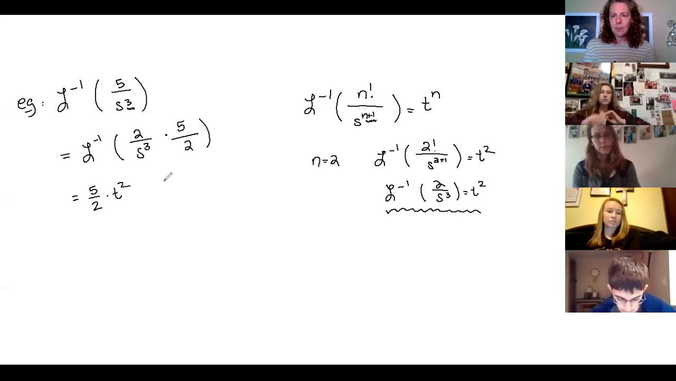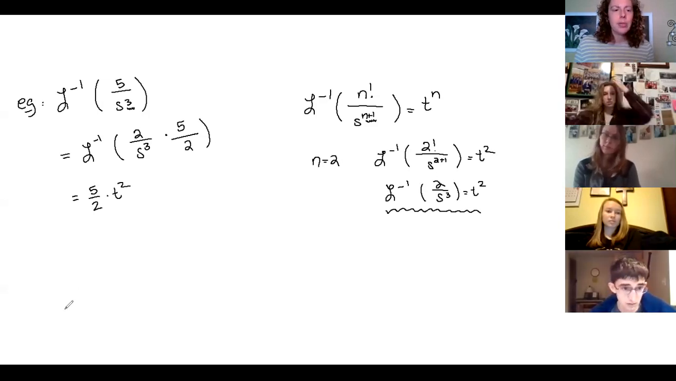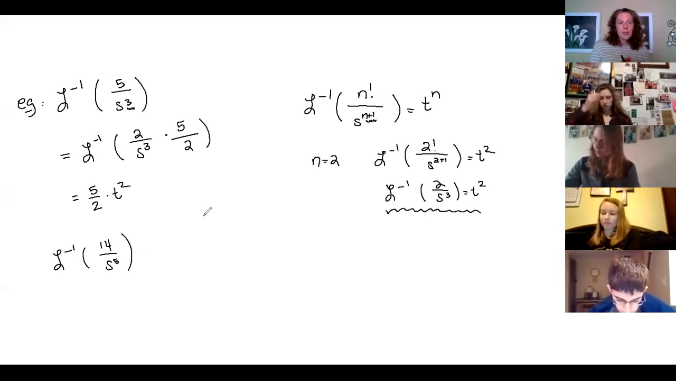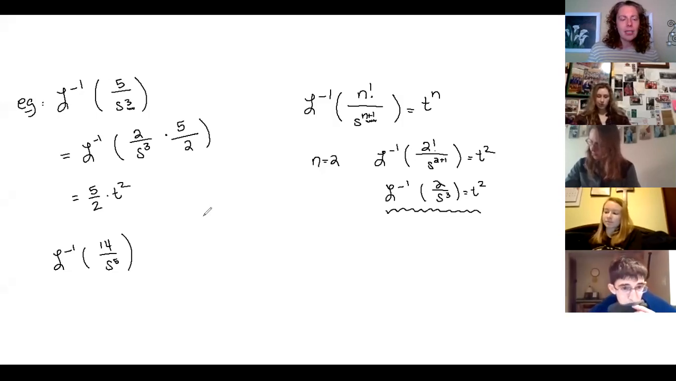Okay? Here's what I'm going to do. I want you to do another one, but I'm going to put you into breakout groups for this one. Could you please do the inverse Laplace transform of 14 over s to the 5th. This is an inverse transform, so it's going to have s's. That's the one that we're looking for.